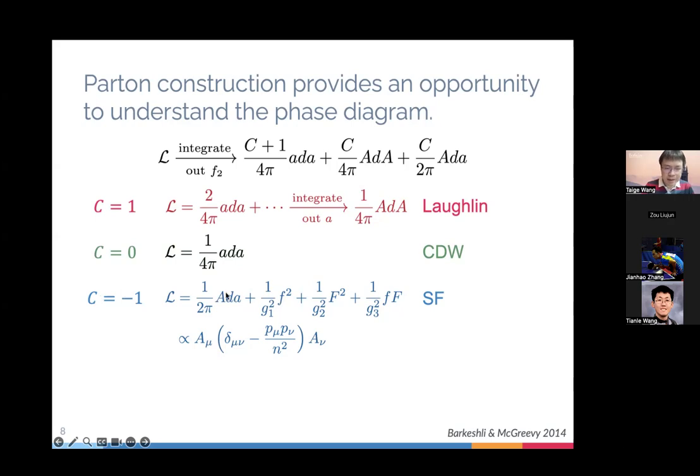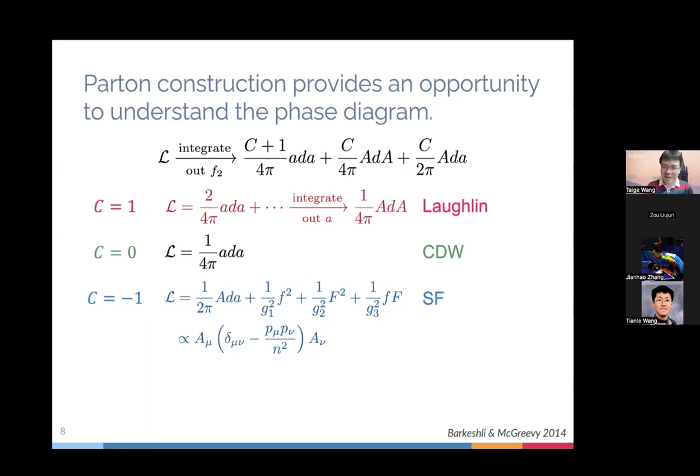But if C equals -1, you have to worry about the Maxwell terms of the dynamic gauge field and the background gauge field. If you do some manipulation, it will give you the familiar action for superfluid, which I think is pretty cool. So the idea is that if you allow these fermionic partons to cancel out the self-Chern-Simons term, you can obtain a gapless state. And usually when you obtain a gapless state, it's very likely to be a superfluid or superconductor.